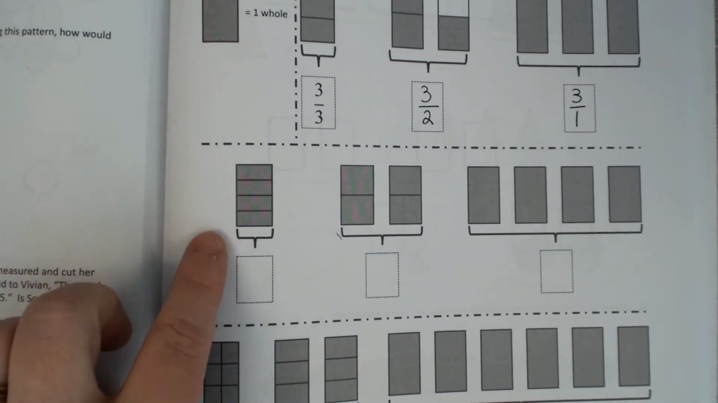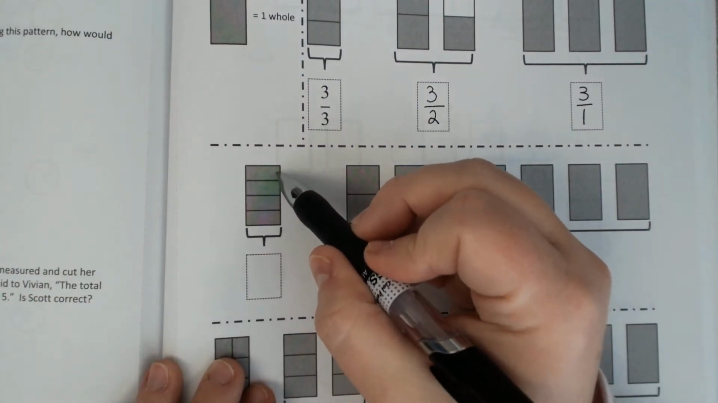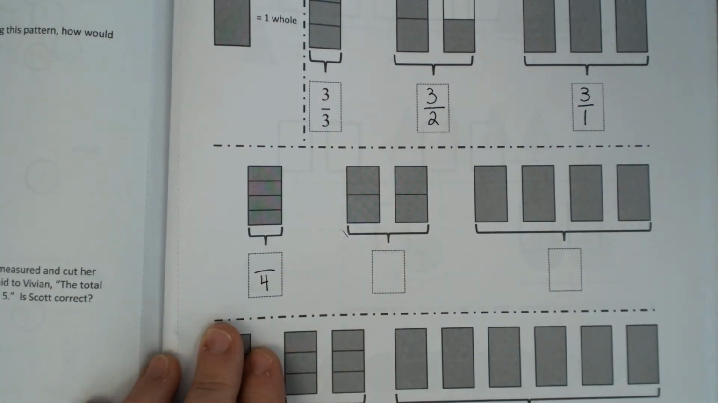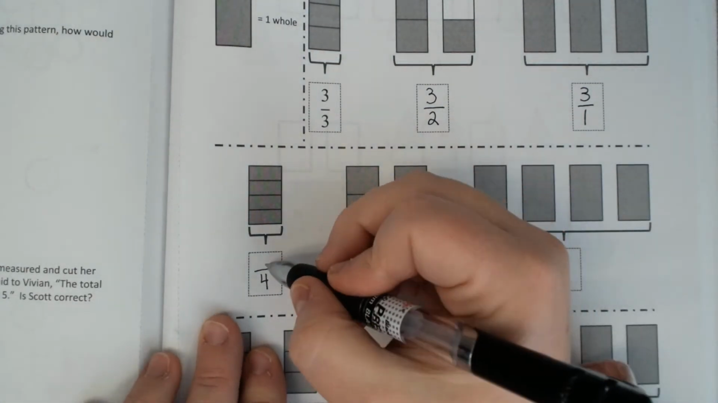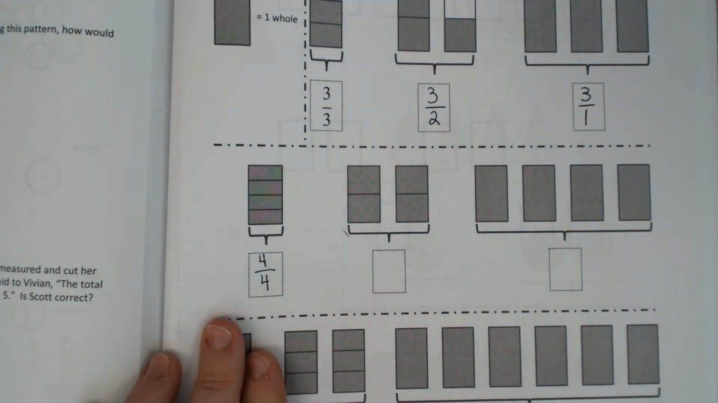Here we have a whole. It's partitioned into 4 equal pieces. 1, 2, 3, 4. Remember, partitioning meaning to break apart into equal pieces. And they've got 4 that are shaded, so 4 fourths. Again, 1 whole.